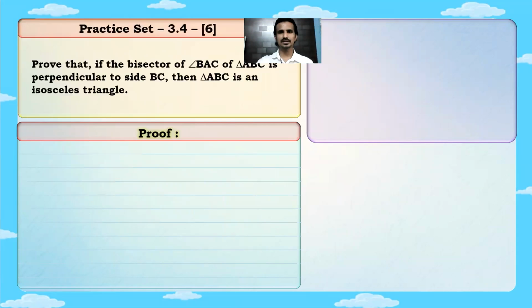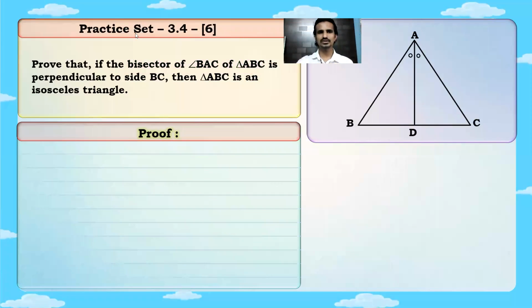Now the 3.4 question 6, we are going to write this one also. See the question here, 3.4 question 6: prove that if bisector of angle BAC of triangle ABC is perpendicular to side BC, then triangle ABC is an isosceles triangle. Now here in the textbook the figure is not shown, so we have to draw the figure by reading the question. So see what are the things which we require. The first thing we require is a triangle ABC in which we have bisector of angle BAC, okay, and it is perpendicular to side BC.